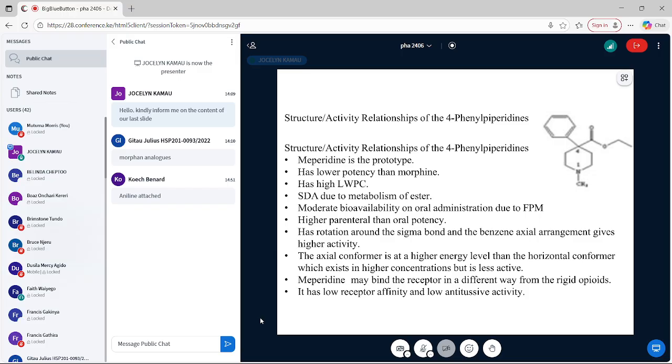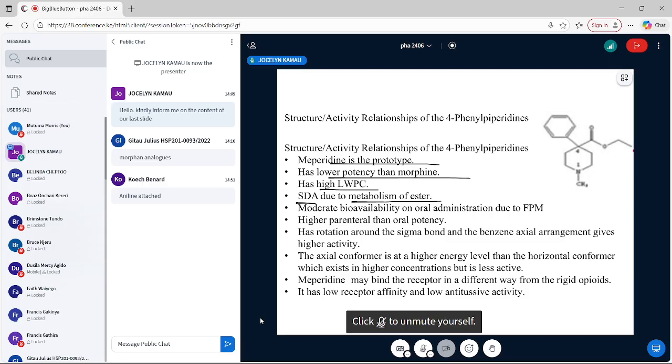Two, structure-activity relationship. Meperidine is a prototype and has lower potency than morphine. We are not saying it has higher lipid solubility than morphine, but we are saying it has a good enough lipid-water partition coefficient. It has a short duration of activity due to the metabolism of the ester. Whenever you have an ester, you will have first-pass metabolism, and therefore a short duration of activity. It has moderate bioavailability on oral administration due to first-pass metabolism. Because it is metabolized even before absorption, it will have a low bioavailability.